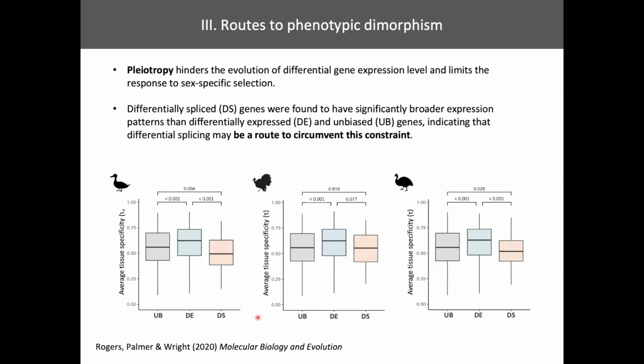So we calculated tissue specificity, tau, here on the y-axis, for unbiased genes in grey, differentially expressed genes in blue, and differentially spliced genes in orange. Low values indicate broad expression patterns, and high values indicate more specific expression patterns. So differentially spliced genes were found to have significantly broader expression patterns than differentially expressed and unbiased genes, indicating that differential splicing may be a route to overcome pleiotropic constraints acting on genes that limit the evolution of sex differences in expression level.